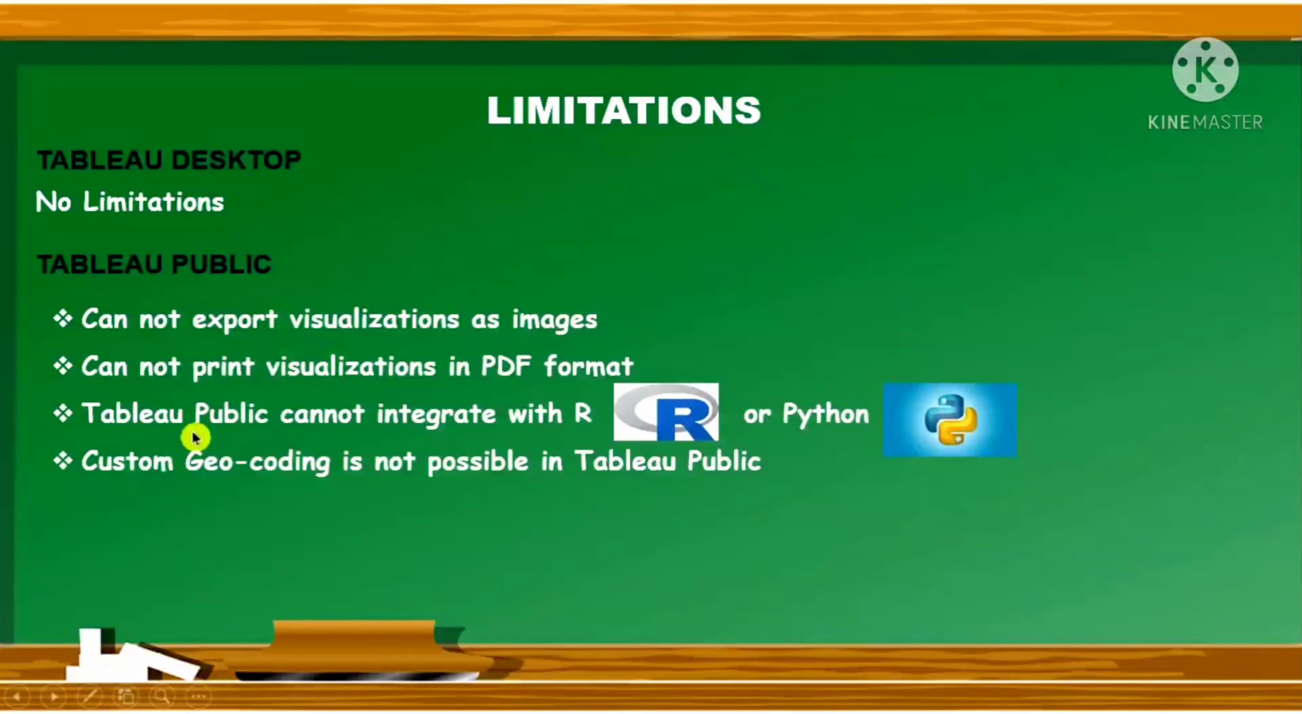The next limitation is that Tableau Public cannot integrate with R or Python programming languages. It cannot integrate with these two languages. Custom geocoding is also not possible in Tableau Public. So these are the limitations given for Tableau Public, whereas in Tableau Desktop you do not have even these limitations. You can do all this in Tableau Desktop. So these are some of the differences.